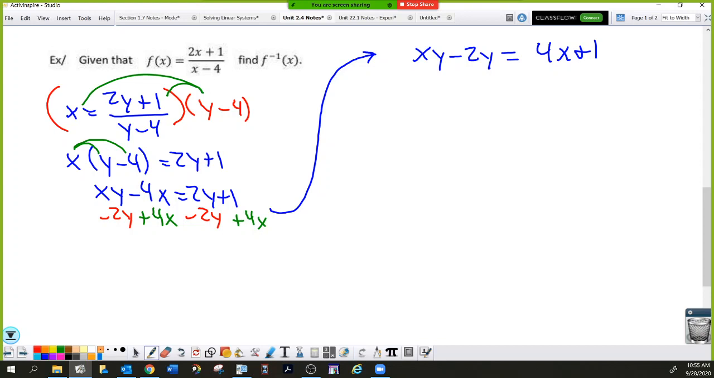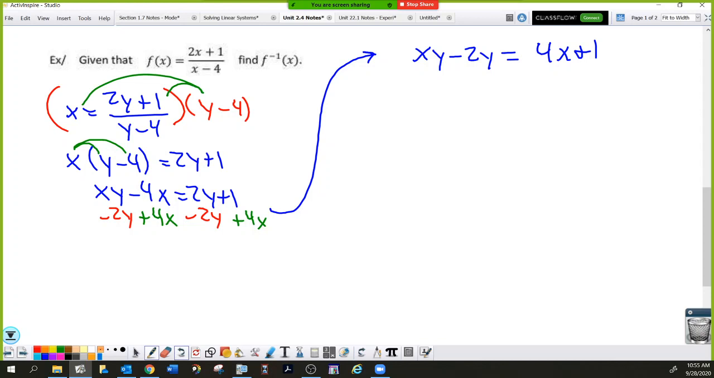We could try to divide by x. But here's the thing. When you divide by x, you have to divide everything by x. So you'd have to divide this by x, which would be great because you would have y alone. But then you'd have to divide this by x, and now you've got a minus 2y sitting over an x. So it's not really going to work. And since you did just try to help me, I'm going to give somebody else a chance.